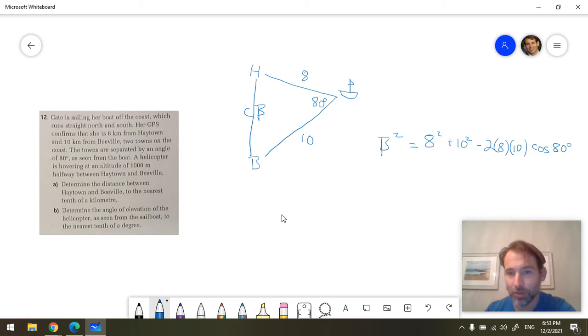All right, that's something you can go ahead and plug into your calculator. We're going to have 164 minus 160 cos 80. Sit tight, everyone. It's faster for me to just punch it than it is to pause the video for you. You can also fast forward these parts. All right, 164 minus 160 times cosine of 80 equals 136. So B squared is 136.